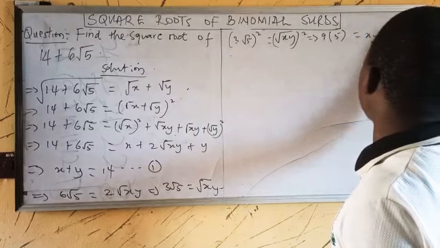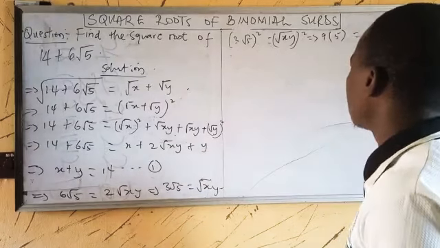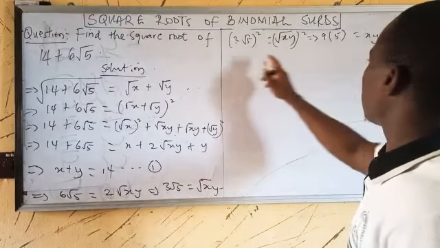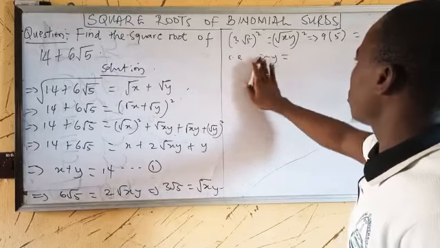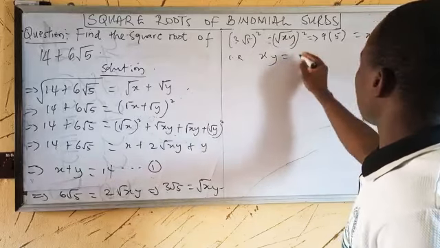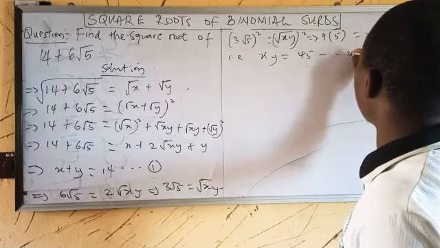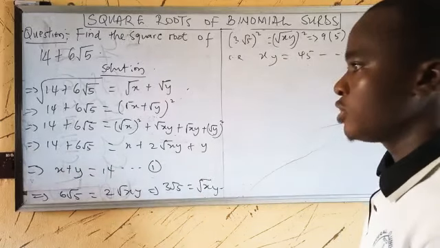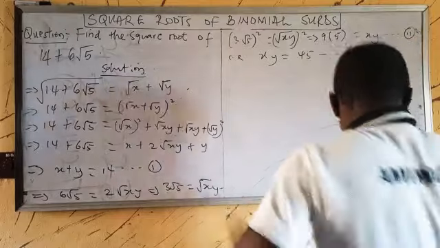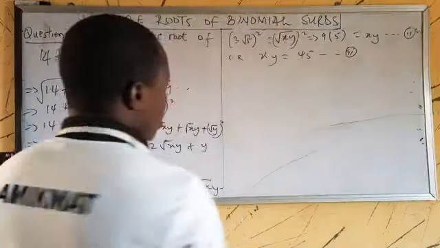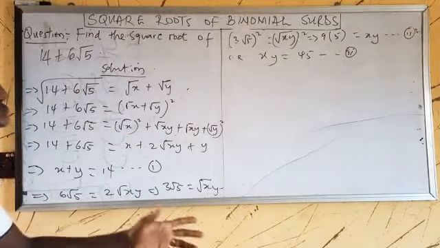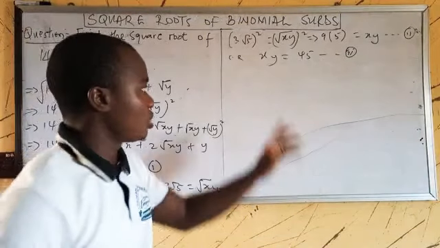Another equation, that is equation 2: xy equals 45. So now we have two equations, equation 1 and equation 2. The next thing to do is to solve the two equations simultaneously to get x and y.